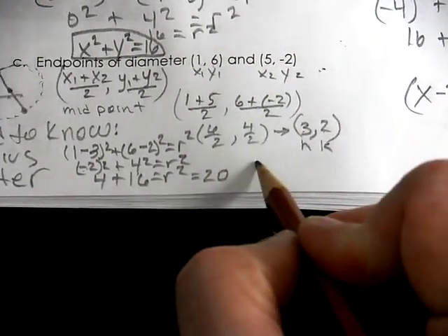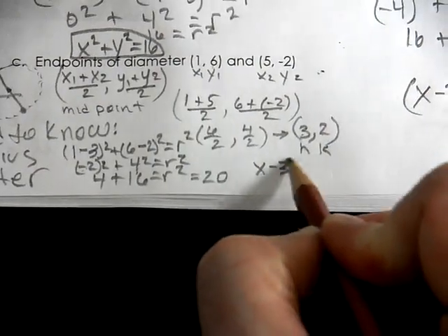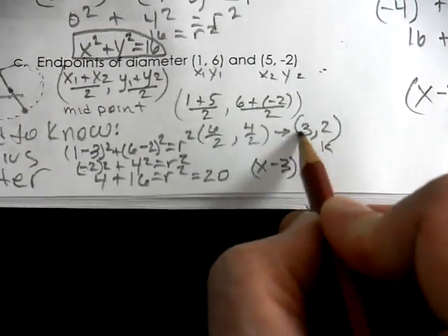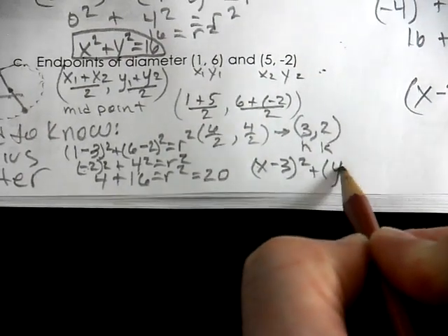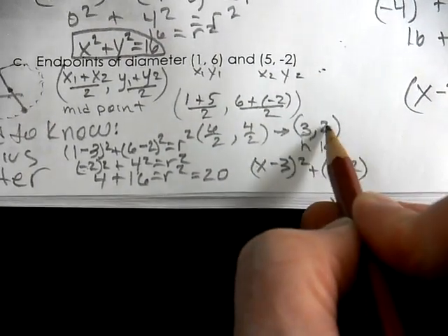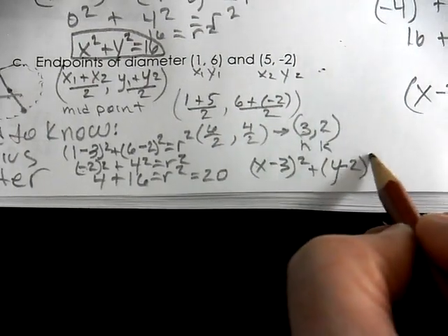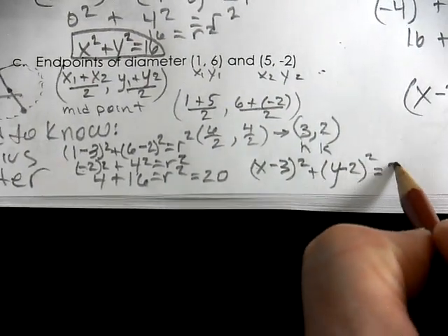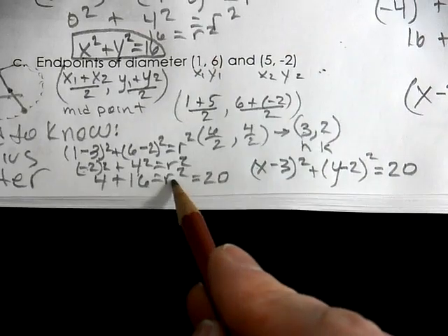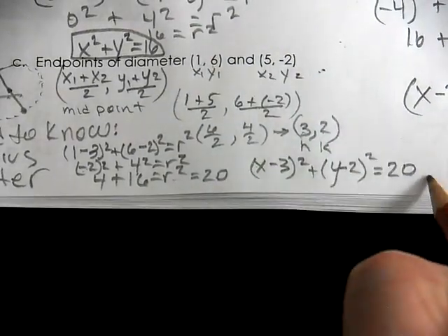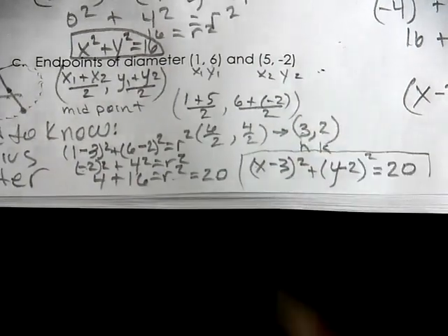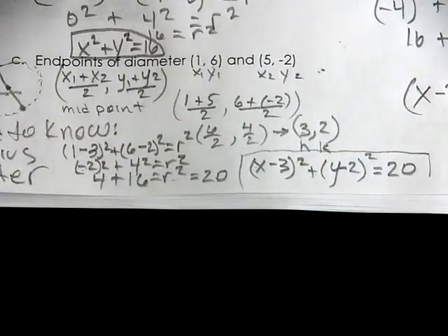So we're all done. X minus 3, because it's x minus the center point, plus y minus the center point, the k, squared, equals r squared. And r squared was 20. You did it. You always need a center, and you always need the radius.